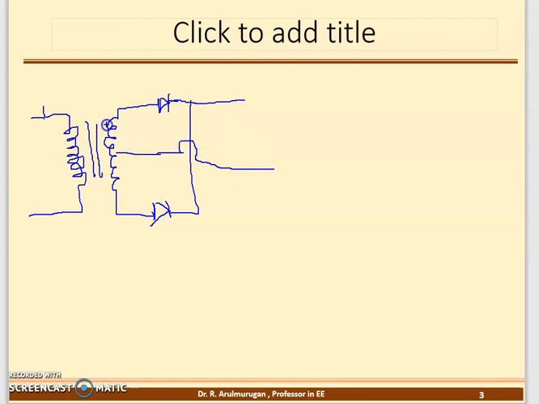For example, it's 230 volts. Here is 230 volts, here is the 0 point, here is 20 volts, and here also 20 volts. So 20 plus 20, what is that? 40 volts is coming here. This 40 volts will be coming here.